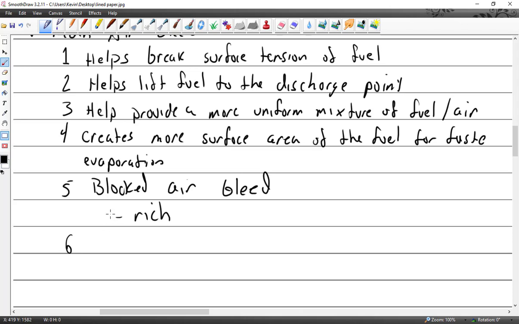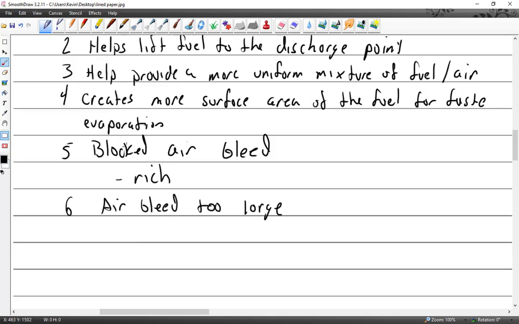What happens if we make the air bleed too large? What do you think is going to happen? I'm going to get too much what now? Air. Yep, too much air, causing a lean mixture.